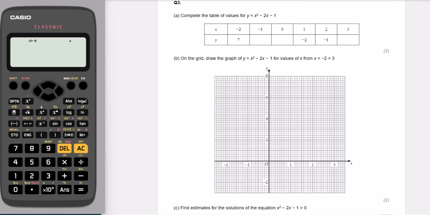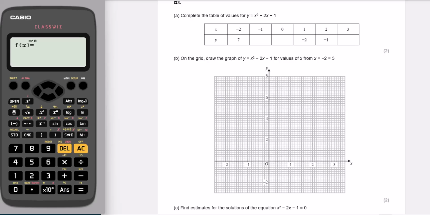Next we have a plotting a quadratic graph question. We are going to use the calculator hack on this question so that you can save a lot of time rather than working out the individual answers. We're going to do it in one go. First of all you need to change your calculator mode into table mode, which is number 3. So press menu and press 3. That's on the table mode now.